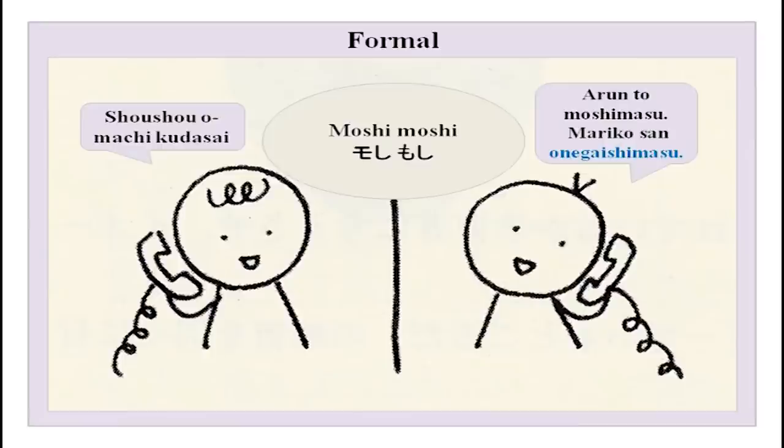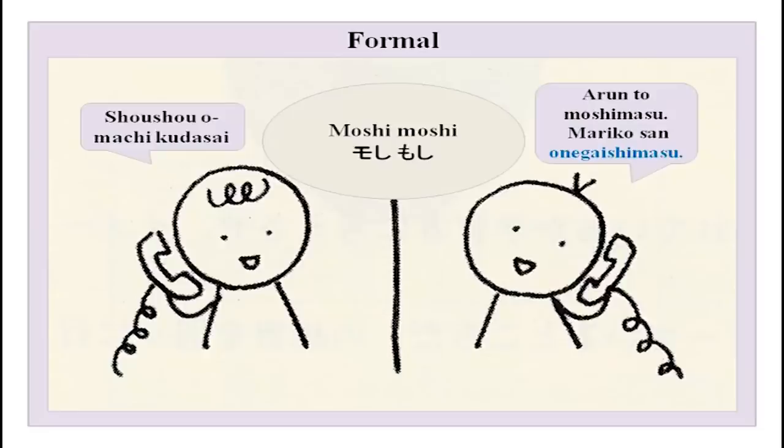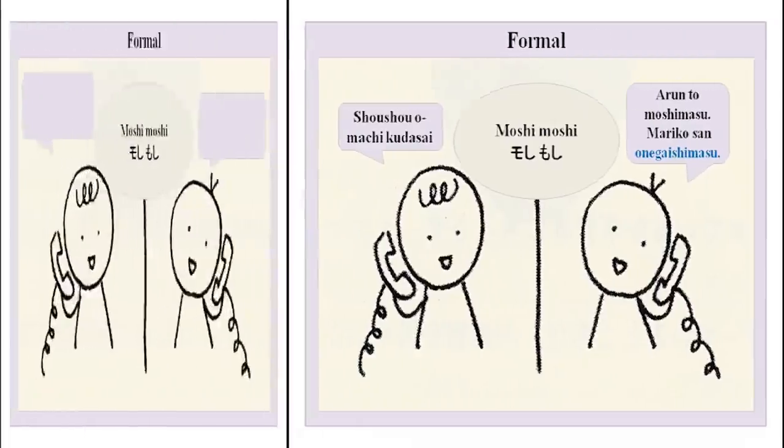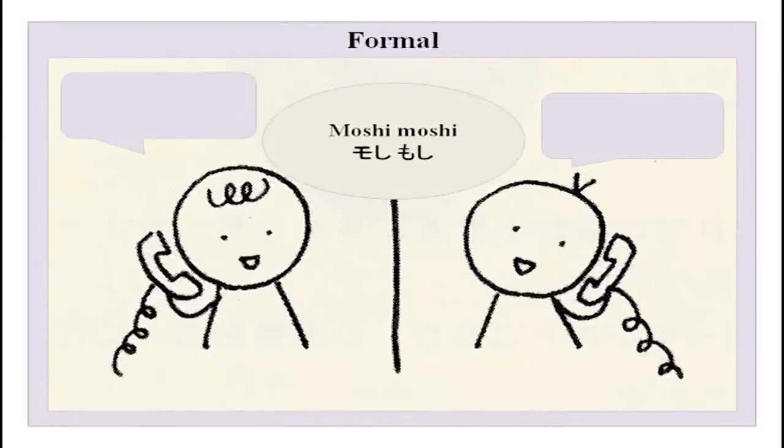So, now what should the answer be of the receptionist? Well, shosho o machi kudasai, please wait for a minute, and the receptionist goes and checks. The telephone operator will go and check whether the person is there or not. So, it is shosho o machi kudasai. So, well, then what happens? The person goes and checks and comes back on the phone and says something.